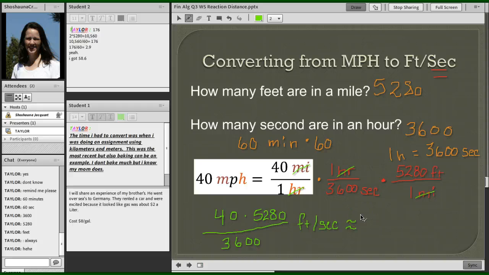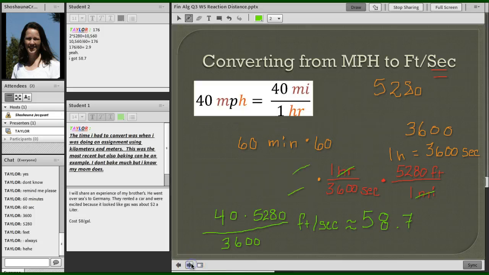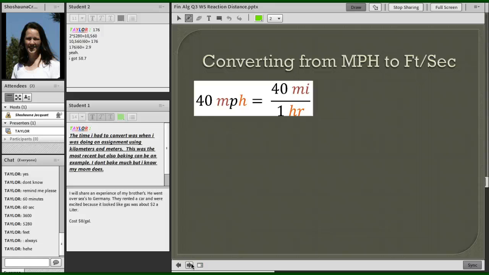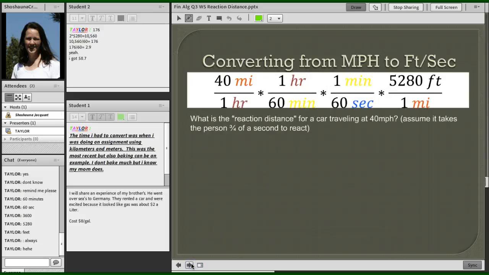Okay, and I'm going to get super picky. What do you think I'm going to get picky on? Yeah, you nailed it. Good job. Awesome. And there we did it. So now we have our answer. What was it? That was 58.7 feet per second.